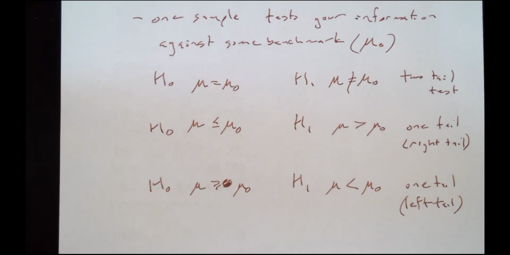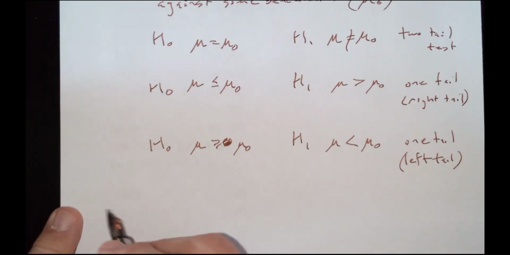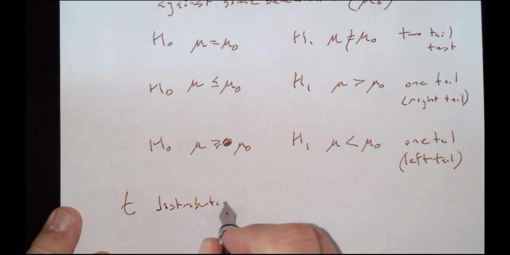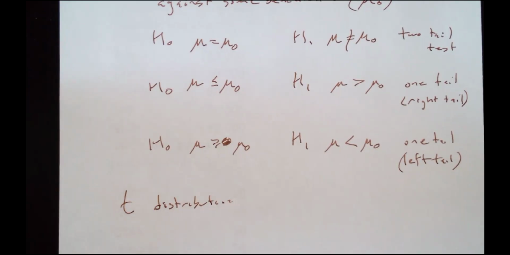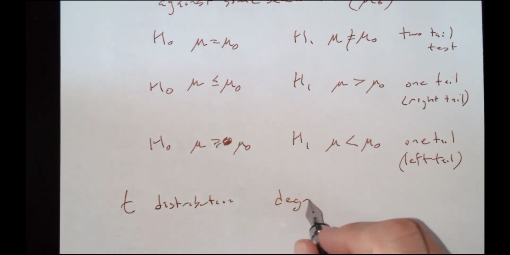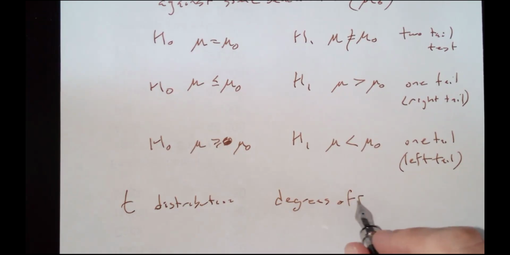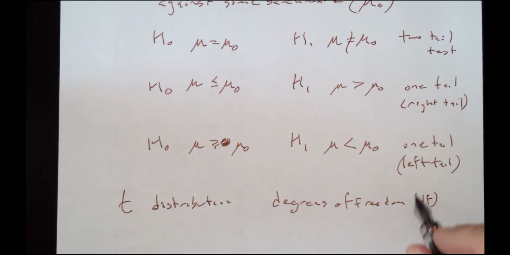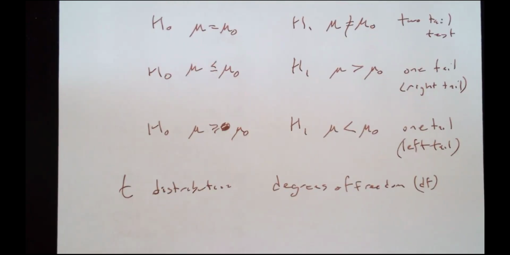Gossett did is he designed a new distribution. The reason we call it a t-test is he created a t-distribution, and he adjusted the kurtosis based on how many things we had. And he called this the degrees of freedom. And the degrees of freedom, commonly abbreviated DF, is simply one less than the number of data points in my sample.